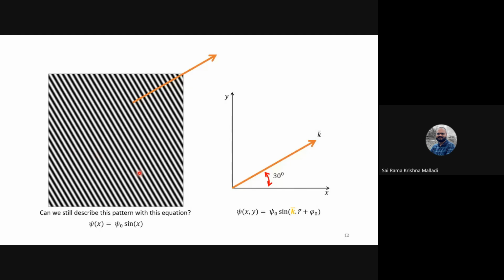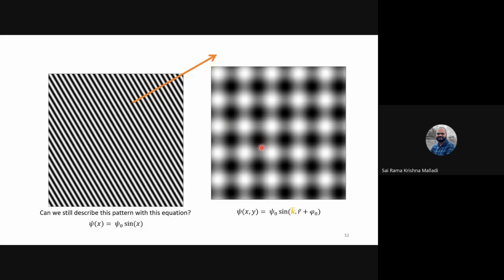Suppose instead of having one wave vector, which is represented with an equation like this, I have a combination of two vectors which have propagating fronts along the x-axis and the y-axis together. I see an image which appears like this.